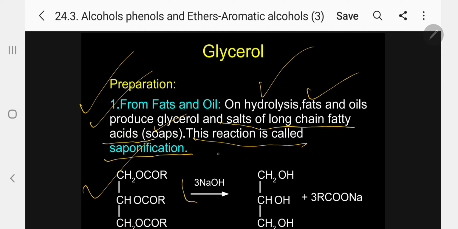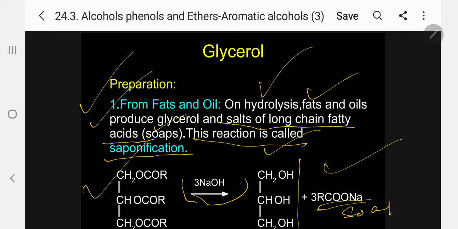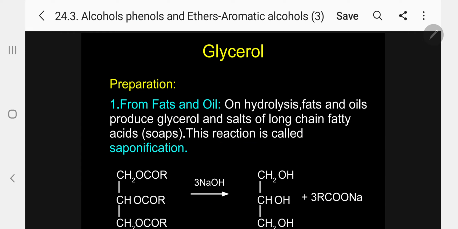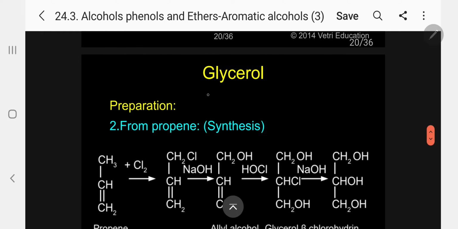Here, when you treat with sodium hydroxide, what will happen now? This undergoes hydrolysis to produce glycerol and the salt of higher fatty acid, which is nothing but soap. Kindly follow. So this reaction is called saponification of ester. Triglyceride on reaction with sodium hydroxide produces glycerol, which we can separate, and soap is also obtained along with it. This is the first method.